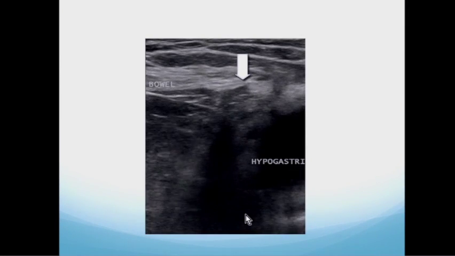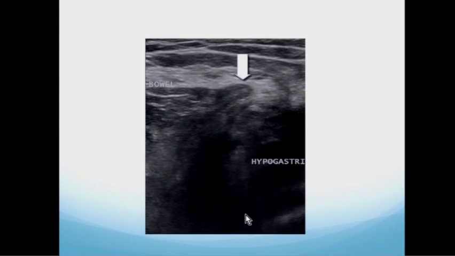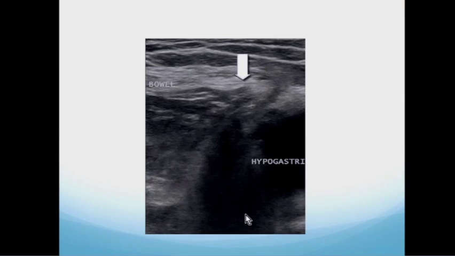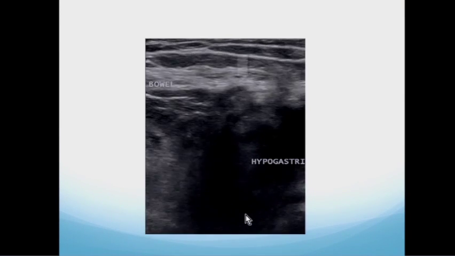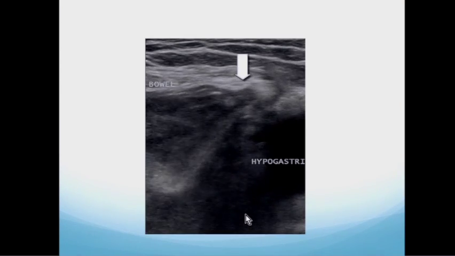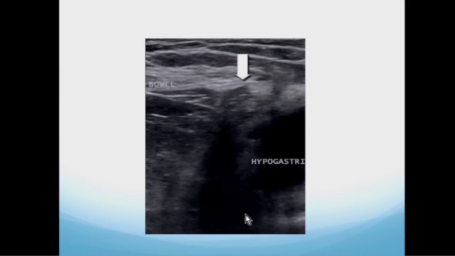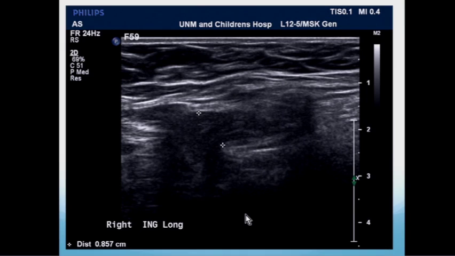This is a second example. The arrow shows just a tiny hernia just starting down the inguinal canal at the deep ring. The hypogastric vessels are posterior on this image and marked by the word hypogastric. And this is another example of an indirect hernia, a stationary image, just showing the fat extending down the inguinal canal.